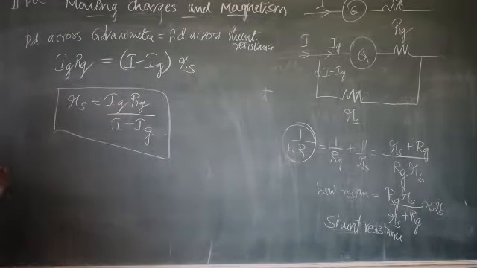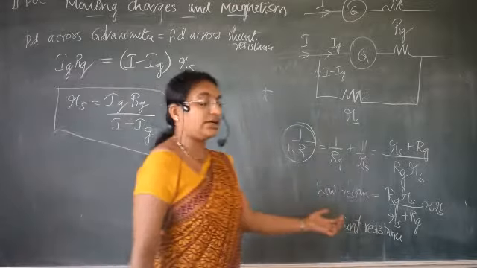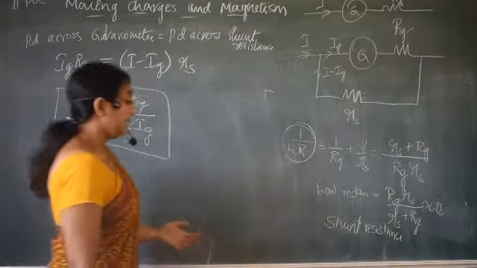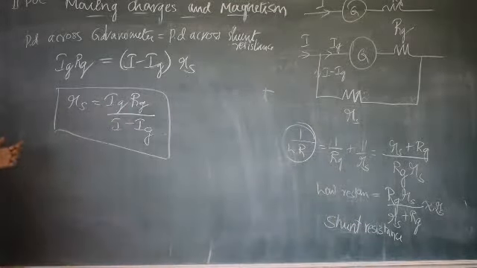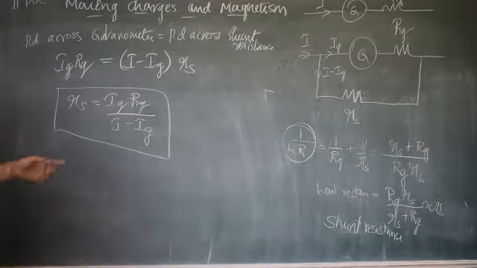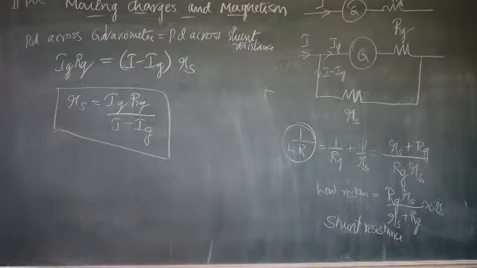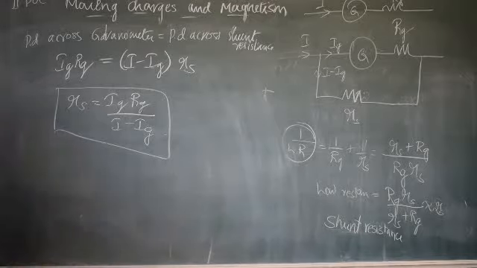Understood? This is actually the shunt resistance value. What value do we have to use? By using this formula, Ig Rg by I minus Ig. This expression is for the shunt required to convert the galvanometer into an ammeter.